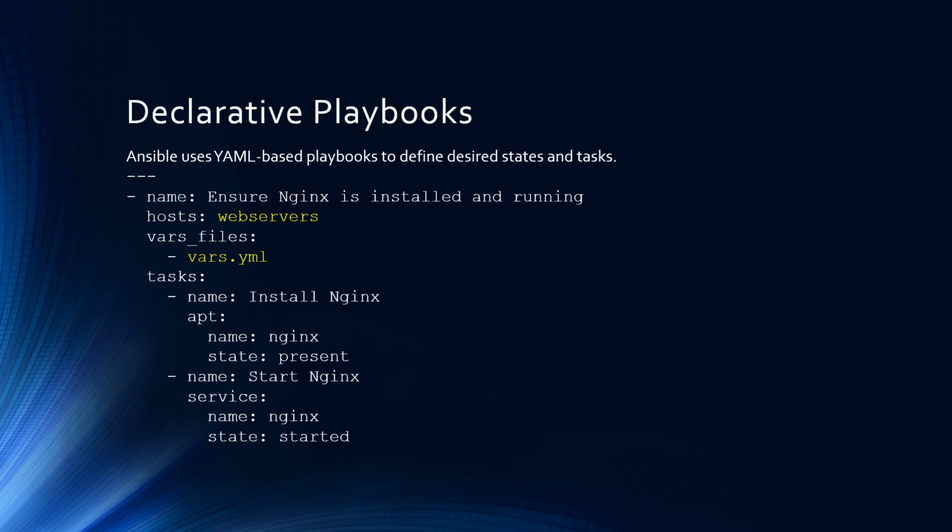Declarative playbooks are at the heart of Ansible's configuration management capabilities. They define the desired state of your systems in a clear, readable format. The example playbook shown in the slide demonstrates installing and starting Nginx. While this looks simple, it embodies several important concepts. First, notice how we're declaring what we want, Nginx installed and running, rather than how to do it. This declarative approach means Ansible will figure out the necessary steps to achieve this state.